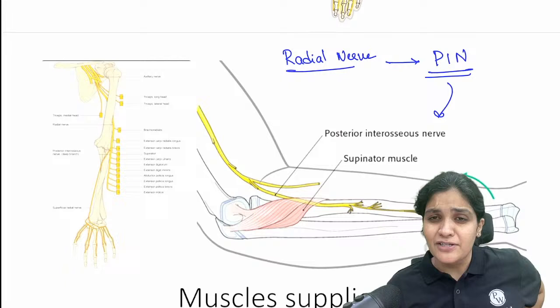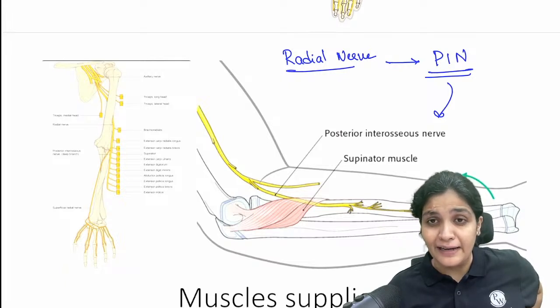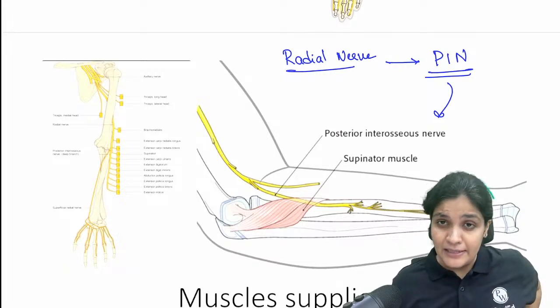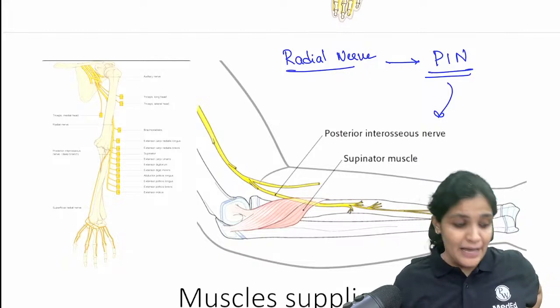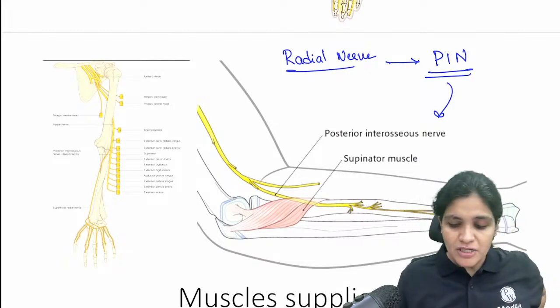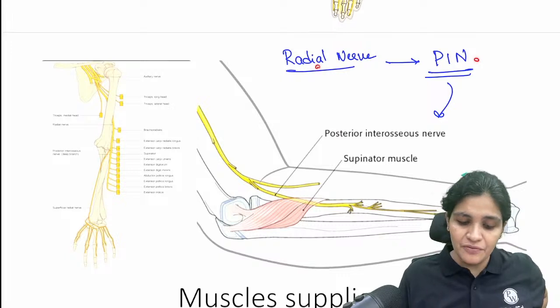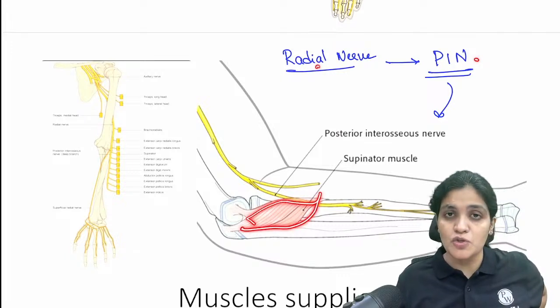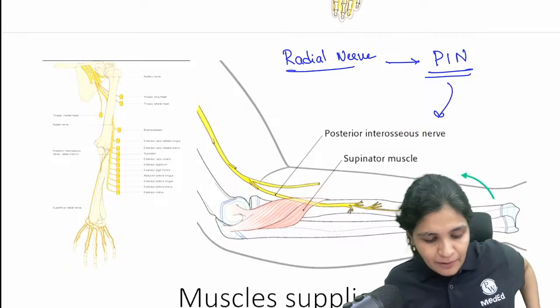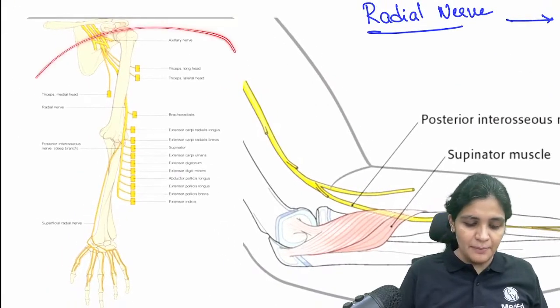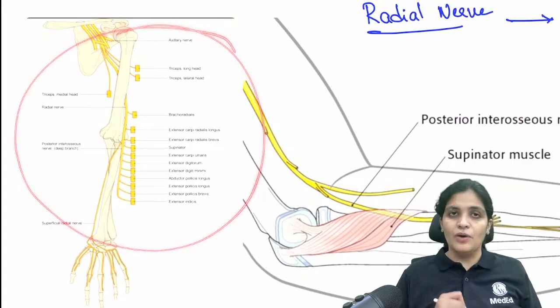So whenever there is injury to the proximal radius, and if at all there is iatrogenic damage, which nerve will be damaged in that particular area? Because this posterior interosseous nerve, which is a branch of radial nerve, is present in the substance of the supinator. It could get damaged, right? So these are all the muscles which are supplied by your radial nerve, right? So you have to remember.